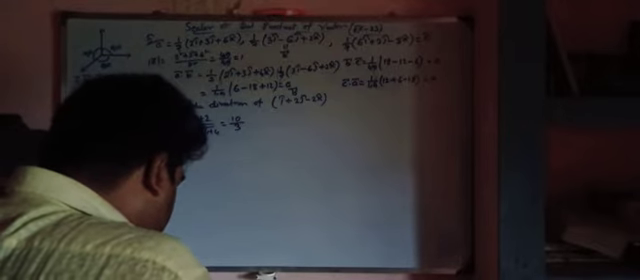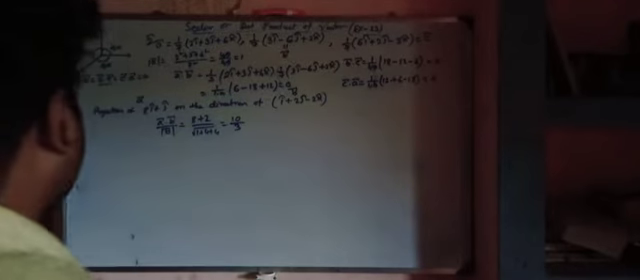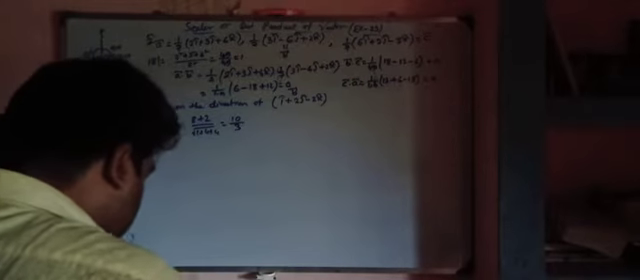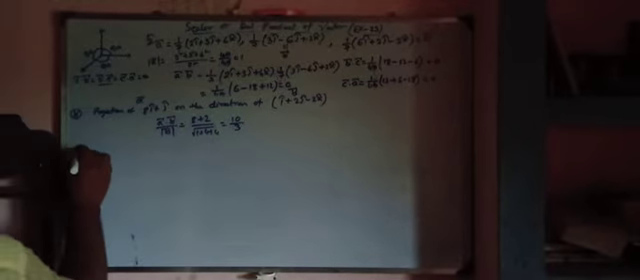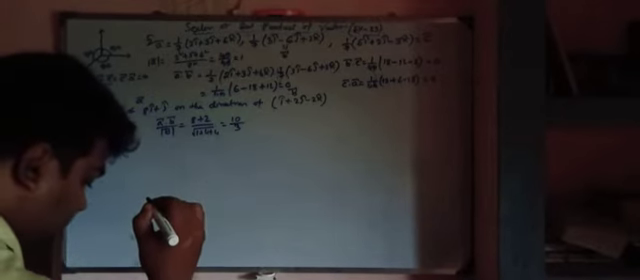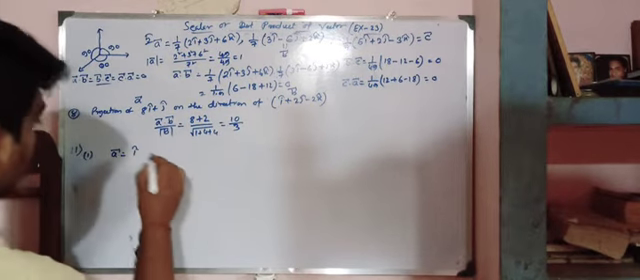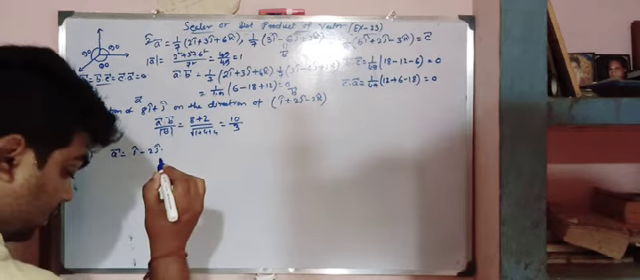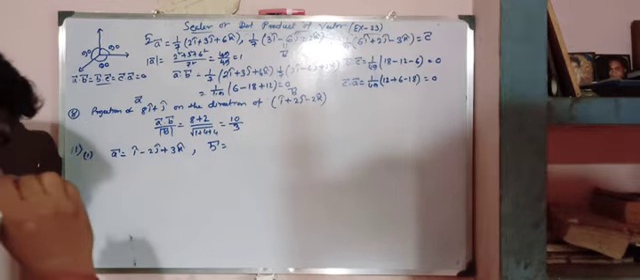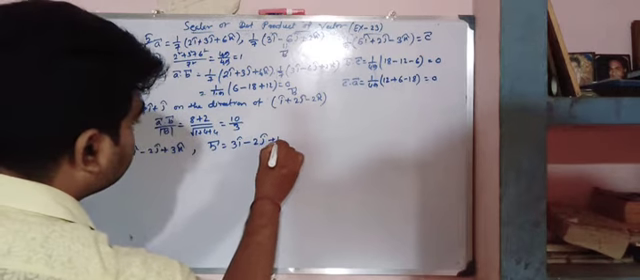Now let's come to another question. Question number 11. Find the angle between the vector A and B. The first vector of question 11, A vector, is given here: I cap minus 2 j cap plus 3 k cap, and B vector, another vector, is given here: 3 I cap minus 2 j cap plus k cap.